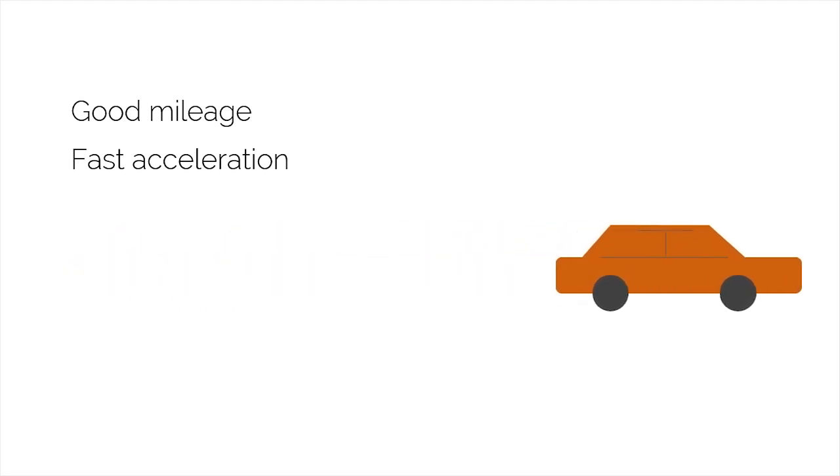For example, while designing the engine of a new car for Ford, the customer quality expectations may include good mileage and fast acceleration, whereas the acceptance criteria will include statements such as the car should have a mileage of at least 10 miles per liter and should go from 0 to 100 kilometers under 10 seconds.